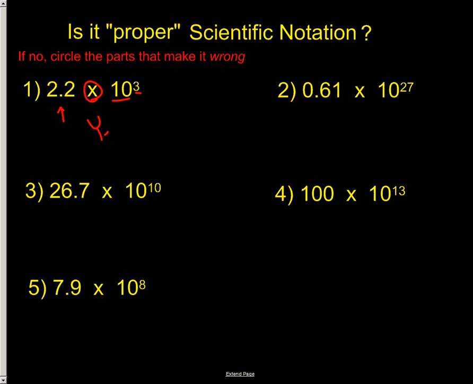So yes, that is a proper scientific notation. This one, well, technically, this is my issue. 0 is not a good number to put the decimal after. It should be like 6.1. We put it after the first number that's not 0, 6.1. So that's my issue with number 2.